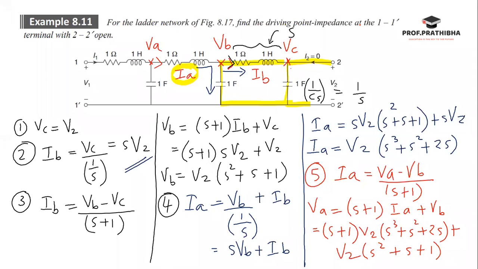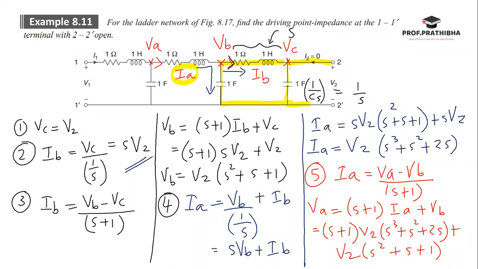Yeah, you will get something in terms of s raised to 4 plus 2s cube plus 4s square plus 3s plus 1. It should come like this. Check whether you're getting that.